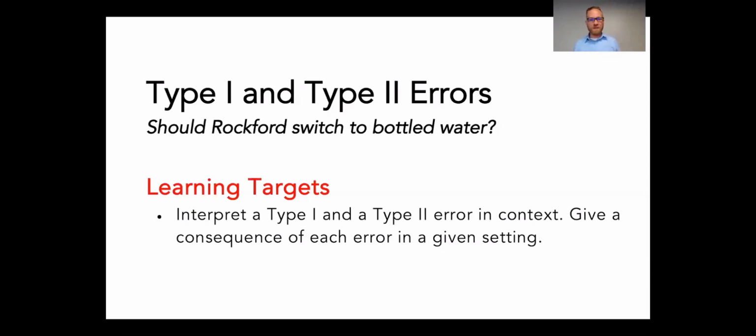And in this video, we're going to talk about type 1 and type 2 errors. And we're going to do that using the activity titled, Should Rockford Switch to Bottled Water? So we only have one learning target for this lesson, and that is to interpret a type 1 and a type 2 error in context, and then to be able to give a consequence of each error in a given setting. So let's take a look at the activity.